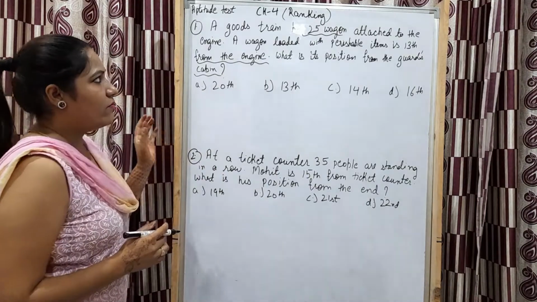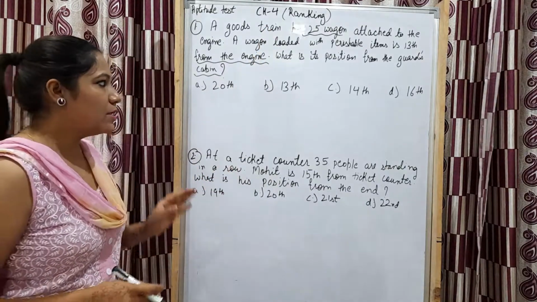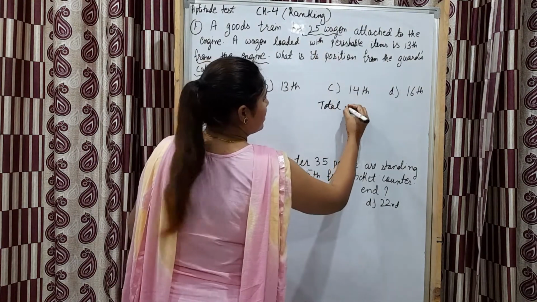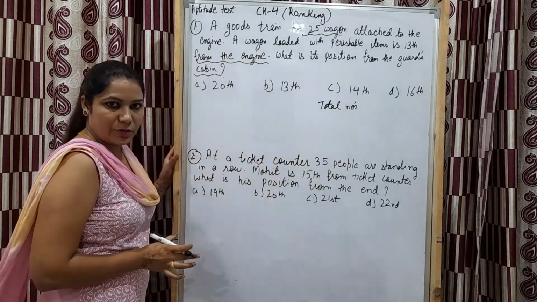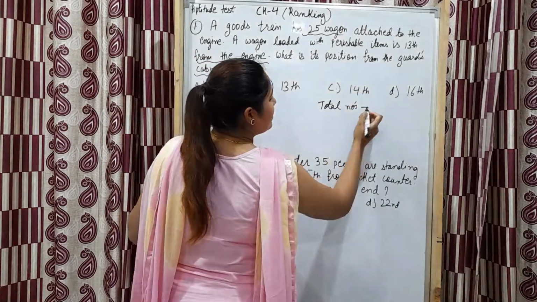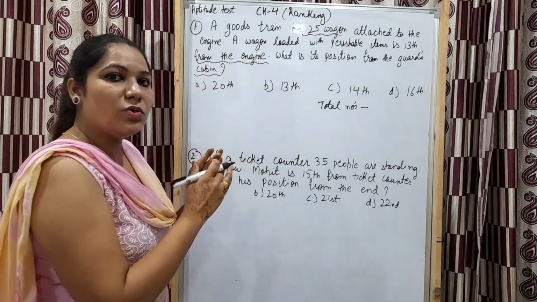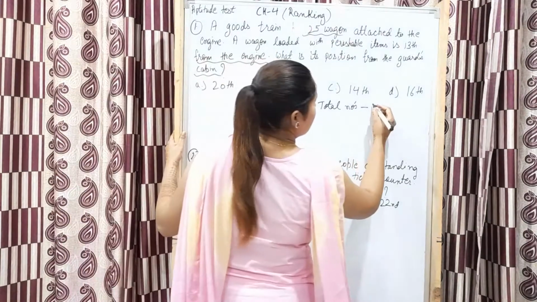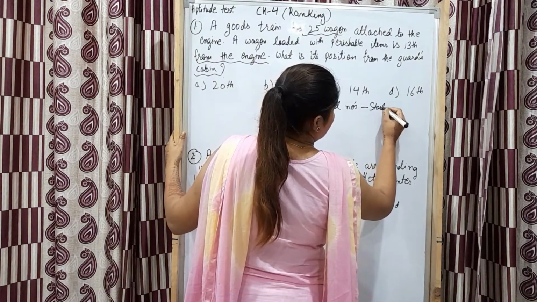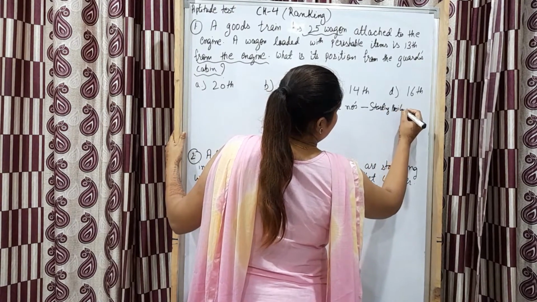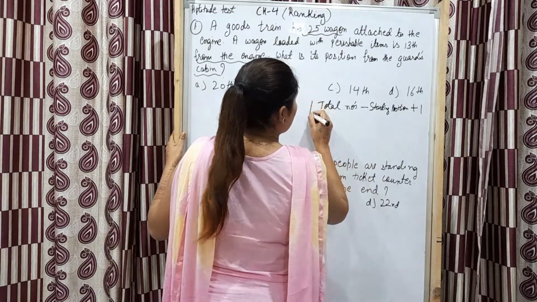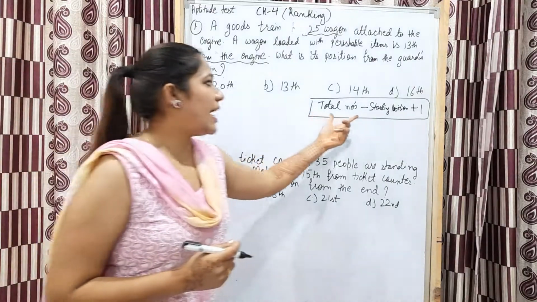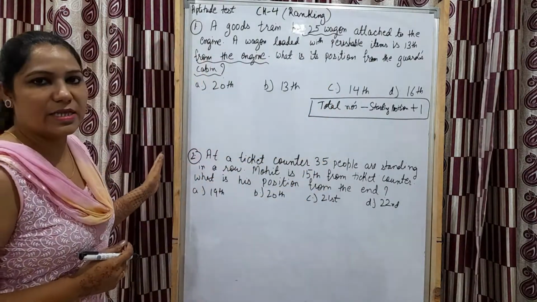Students, remember, whenever a question comes from ranking, the simple formula is total numbers. If total numbers are given to you, total numbers minus, if the number is given to you from the starting point, then you will minus the starting position, then plus 1. This is the main method. You will use that method in each question, then you will get the answer directly.